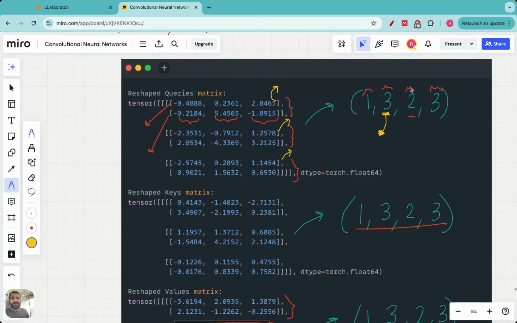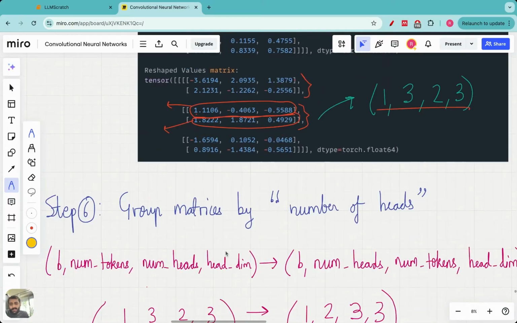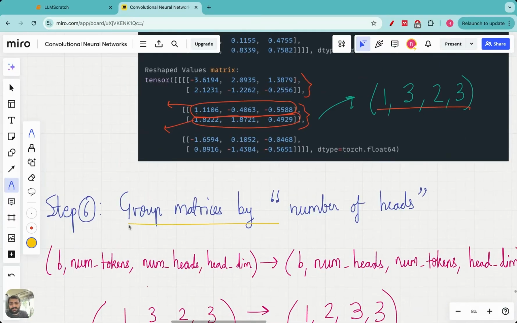So instead of grouping by the number of tokens, I actually want to group by the number of heads. And we have two heads here, right? So I want to flip these dimensions here, so that the first row represents the first head, the second will represent the second head, and each will have a 3 by 3. Let me show you what I mean. So now what we are going to do is we are going to group the matrices by the number of heads.